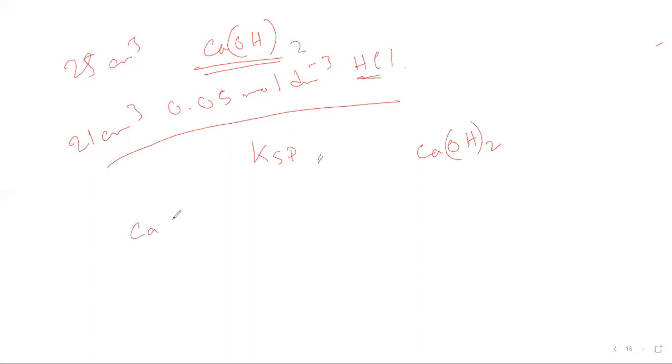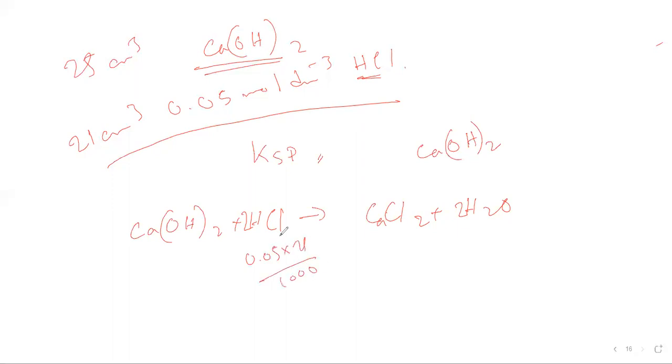If we write the equation, Ca(OH)2 plus 2HCl gives CaCl2 plus 2H2O. That's the balanced equation. Now the values for HCl are given, so we can find the moles from here, which should be 0.05 × 21 divided by 1000. So this should be the moles for HCl.